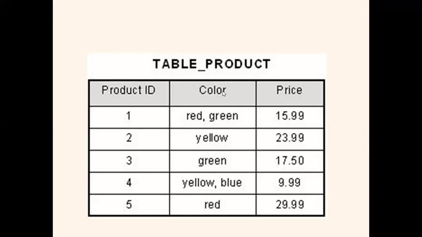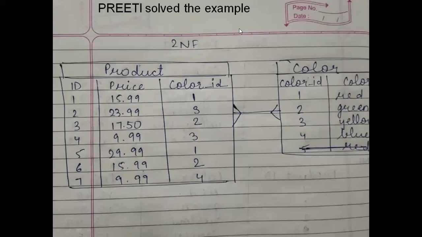This was your homework. Some of you have done it, and some have mailed or WhatsApped me the answer. Preeti has solved the example, and this could be the answer. This is the second normal form, in which the product and the color are separate. The product ID is there, the color ID is also available, and the product price is there, along with the color ID.